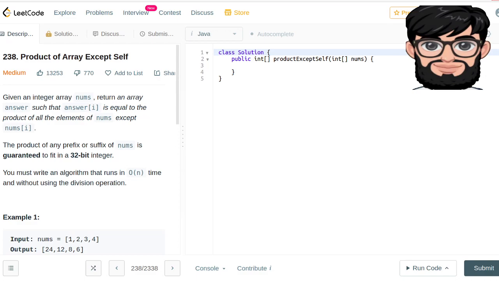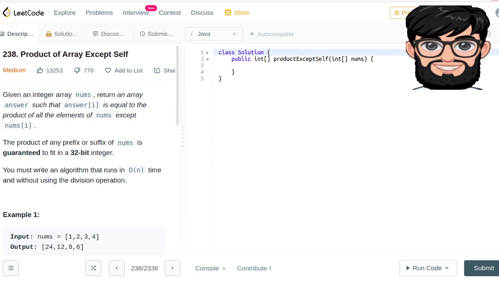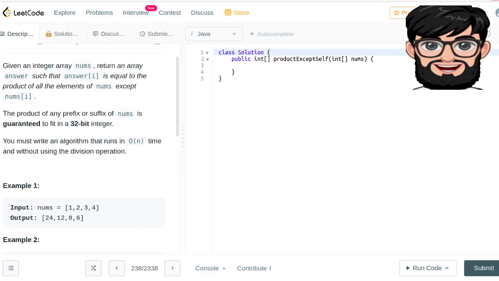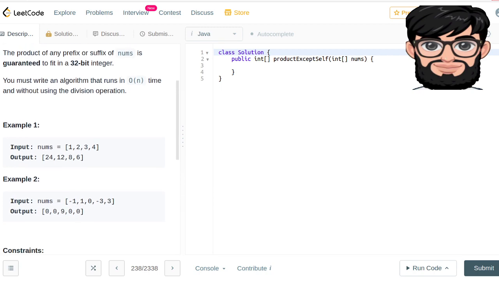Today we're going to be working on LeetCode question number 238, Product of Array Except Self. We have been given an array nums, return an array answer such that answer of i is equal to the product of all the elements of nums except nums of i. The product of any prefix or suffix of nums is guaranteed to fit in a 32-bit integer. You must write an algorithm that runs in O(n) time and without using the division operation.